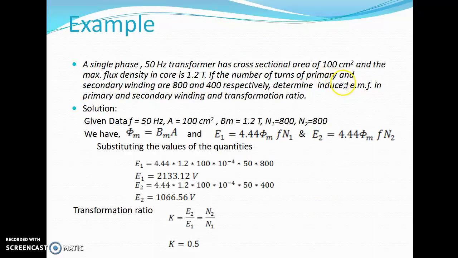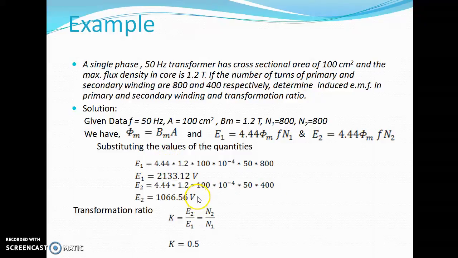Let's have some practice on the formula that is written for the EMF equation. Here, a single phase 50 Hz transformer is given with 100 cm square cross sectional area and working flux density of 1.2 in the core. Number of turns of primary and secondary are given as 800 and 400 respectively, and we are asked to determine the EMF induced in primary and secondary winding and the transformation ratio.